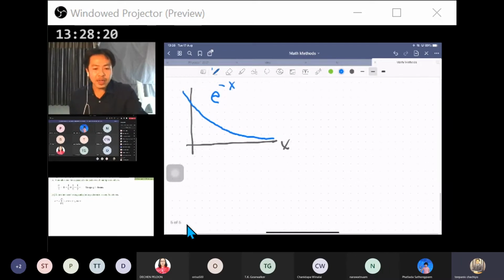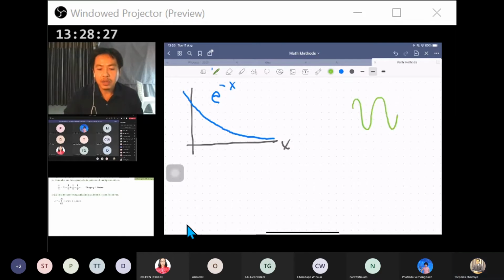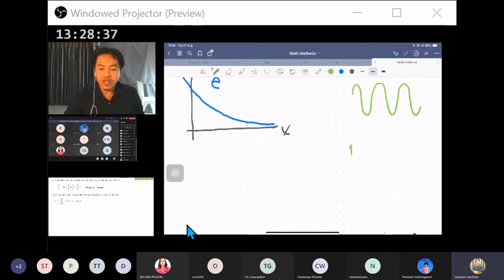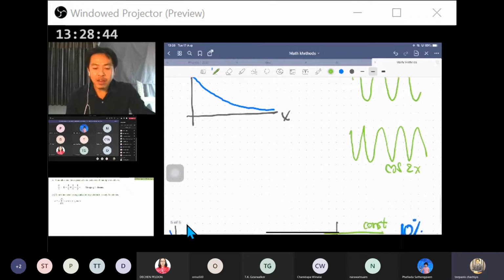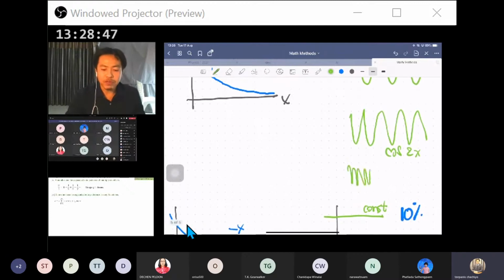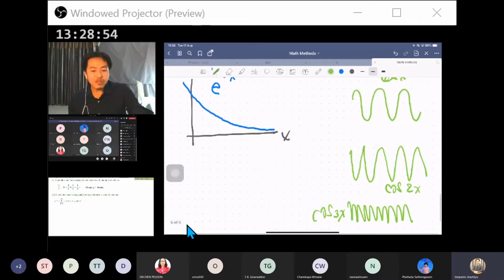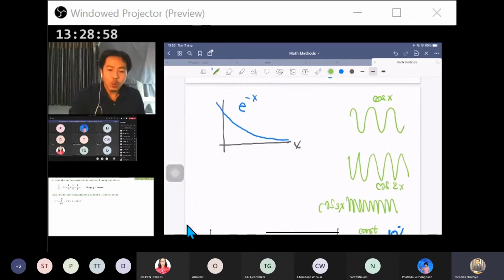On the left of the screen, I have an oscillating function. Maybe this one is cosine of x. And also I have another wave that oscillates faster, maybe cosine of 2x. I also have an even faster oscillation like this, maybe cosine of 3x, for example. It is very surprising that we can add all of these waves. Now notice how the wave always keeps the same amplitude.